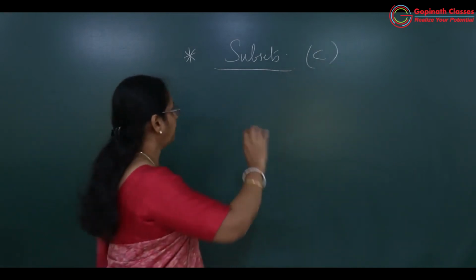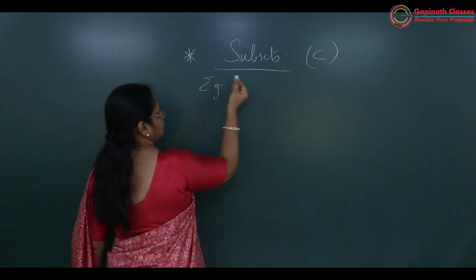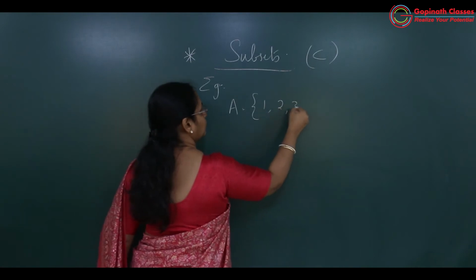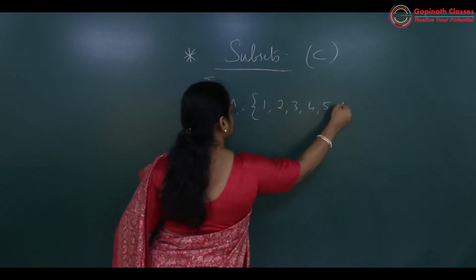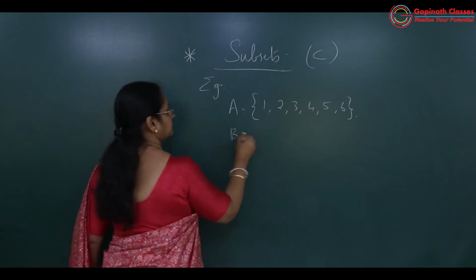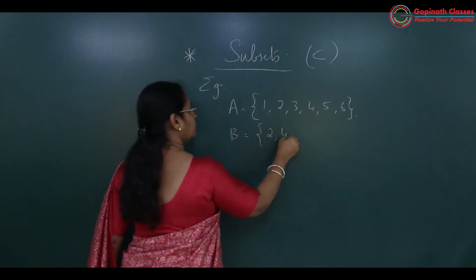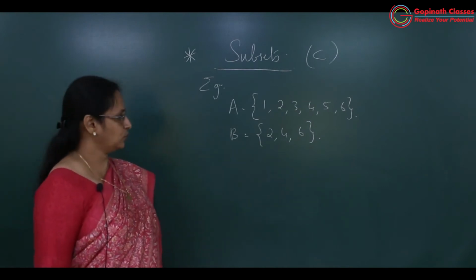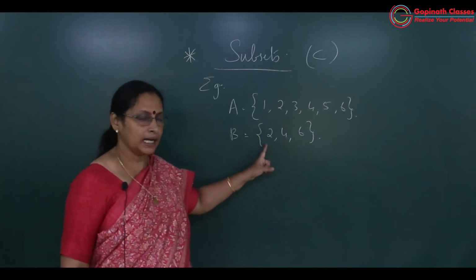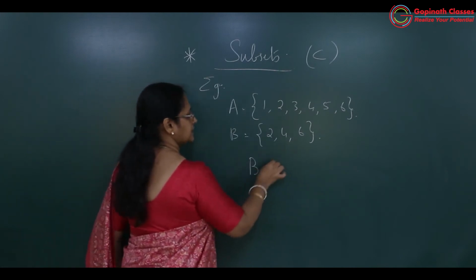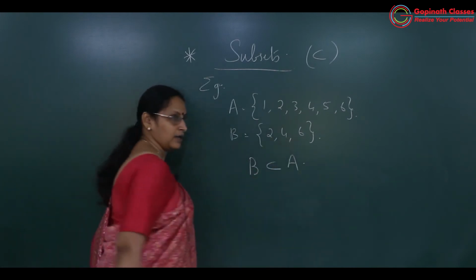Okay. Very simple example I can give you. For example, A is {1, 2, 3, 4, 5, 6}. Let B be {2, 4, 6}. Now if you look, you can see that all elements of B are in A. So I can write B is a subset of A.